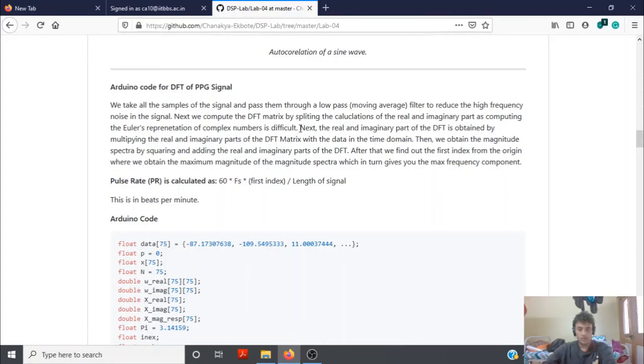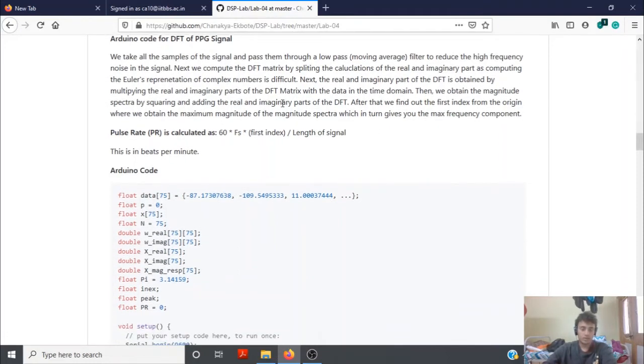So we get the real and imaginary parts of the DFT by using the cos theta and the sin theta, and you get the magnitude spectrum by just using the L2 norm of the cos theta component and the sin theta component. That is basically the square root of the cos squared component plus the sin squared component.